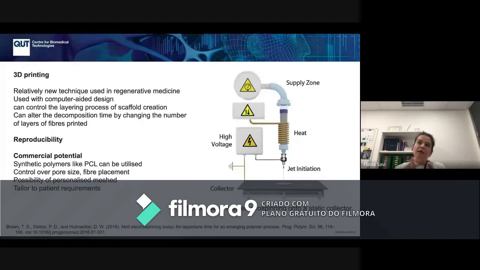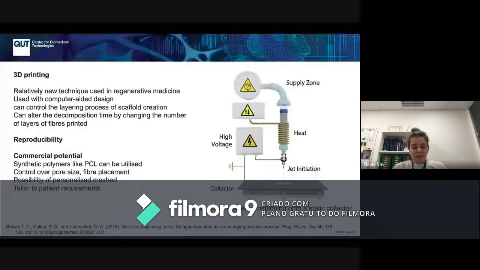And it also gives you the possibility of having personalized methods, such as tailoring the scaffold properties according to the patient requirements. For example, if you have a bone defect that is a 36 centimeter defect, you can print a 36 centimeter scaffold for that specific patient. If you have another patient with a smaller defect, like 10 centimeters, you print another scaffold with 10 centimeters and so on.